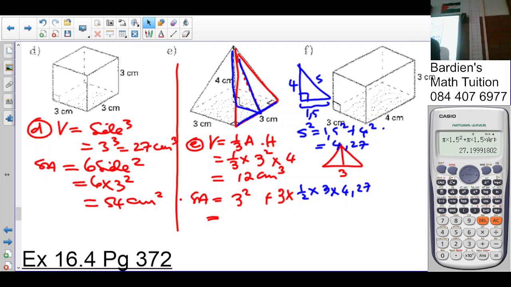You all okay with that? The 3 squared plus 3 times half times 3, times half times 3, times half times 3. Now why am I multiplying? I must multiply it by 4. Not so? Multiply by 4. Why? Because I have these 4 such triangles.